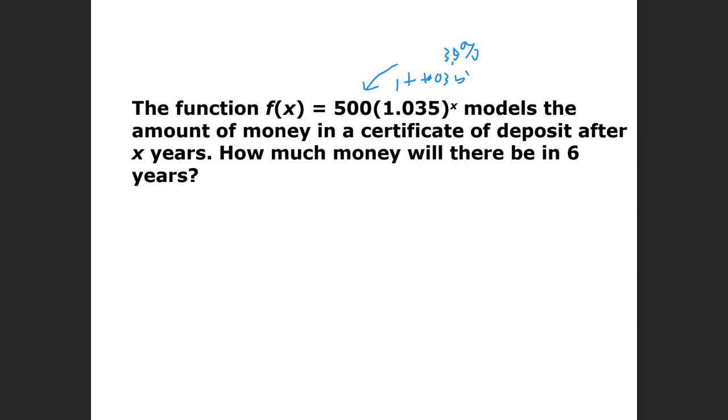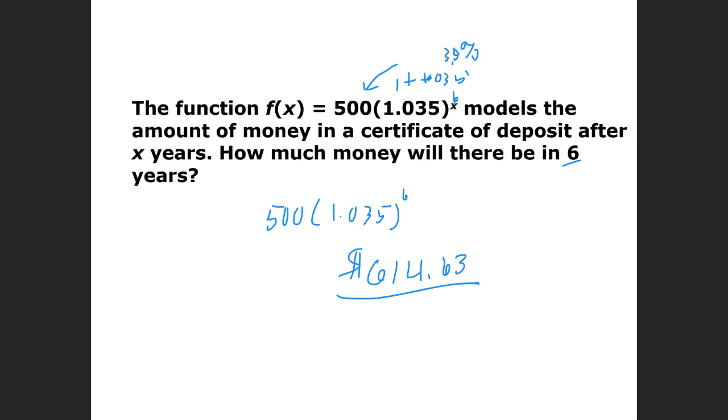But now, how much would it be worth in 6 years? Well, I would just plug in 6 here. So 500 times 1.035 to the 6th power. I do have a calculator, so I'm going to plug it in. 500 times 1.035 raised to the 6th power. And I come up with $614.63.